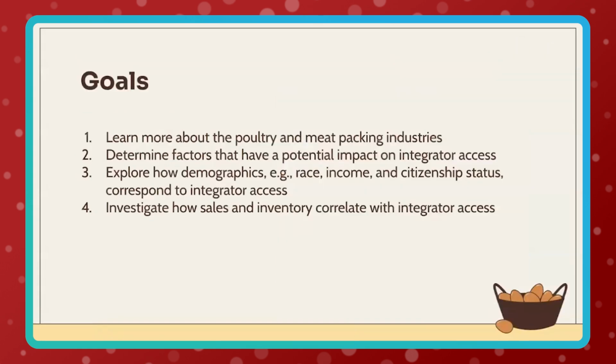There are 4 main goals from this project. The first was researching the poultry and meatpacking industry, and from this knowledge, we determined factors such as race and income that could have a potential impact on integrator access. We then explored how these demographics respond to the available integrators. And lastly, we investigated how sales, inventory, and other agricultural data corresponded with integrator access.